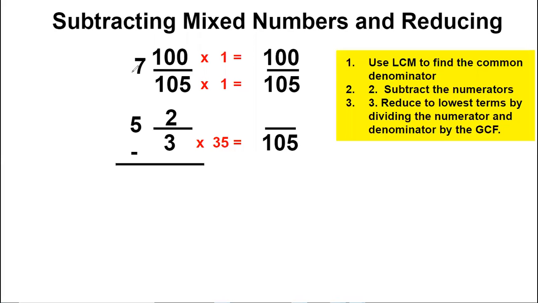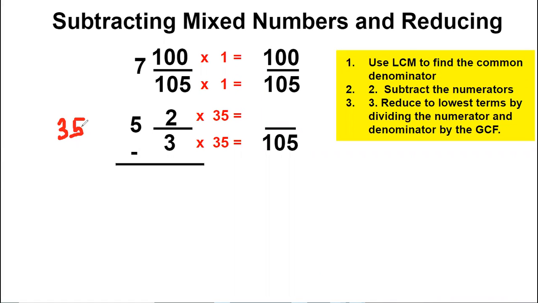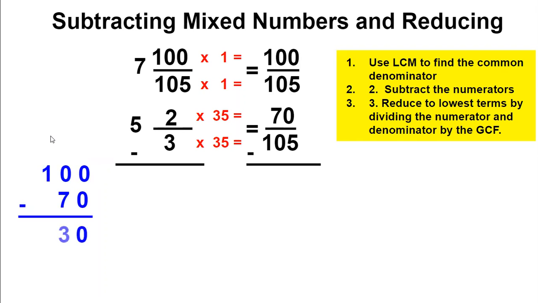So I have to multiply my top number by 35. So 35 times 2. And if I don't know what that is, I can always use multiplication off to the side and do 35 times 2. 2 times 5 is 10. Carry my 1. 2 times 3 is 6 plus 1 is 7. So it should be 70. And there it is. Now I can subtract 100 minus 70. So I'm going to do that on the left here. 100 minus 70. So 0 minus 0 is 0. And then it's just 10 minus 7 is 3. So it'll be 30 over 105.